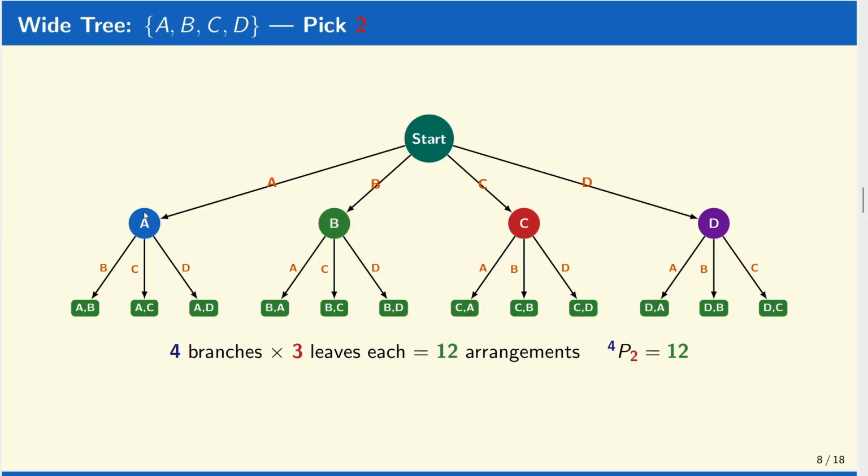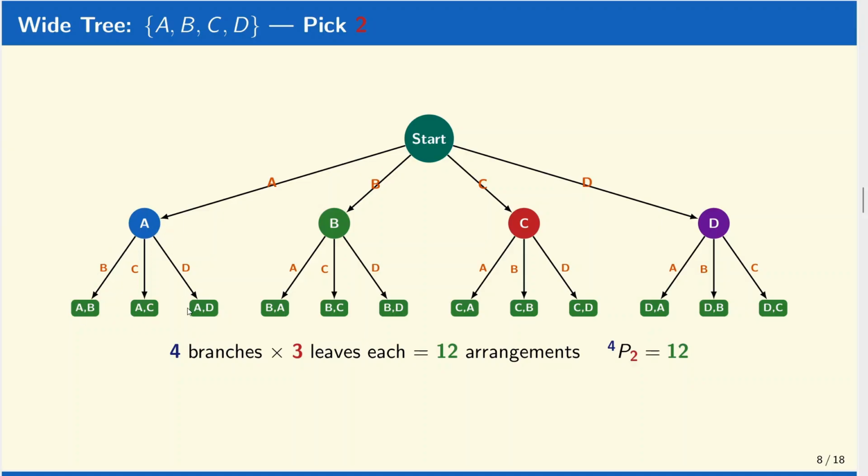We can travel down the branch to the blue circle A, the green circle B, the red circle C, or the purple circle D. Let us imagine we picked the blue A. Now we need to make our second pick. Since A is used, we have exactly 3 letters left, B, C, and D. So from A, we have 3 smaller branches leading to our final pairs, AB, AC, AD.